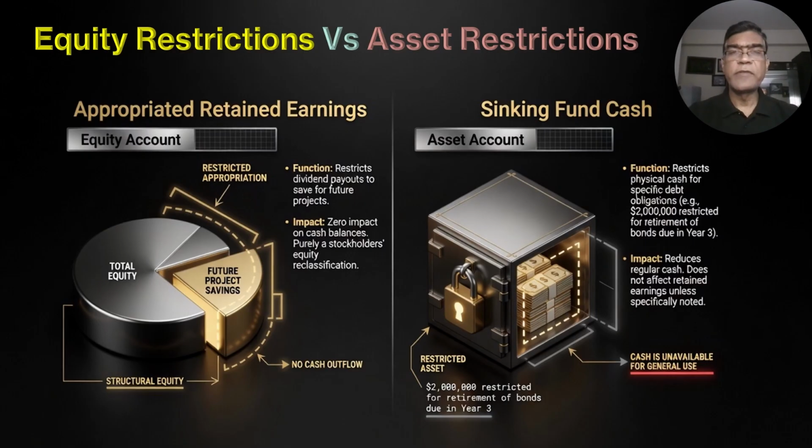Here we compare two types of restrictions. One affects equity, the other affects assets. On the left, appropriated retained earnings simply reclassify part of equity to show that it is reserved for future projects. There is no cash movement. It is a bookkeeping adjustment. On the right, sinking fund cash represents an actual restriction on physical cash, money set aside for a specific purpose, like retiring bonds. This impacts liquidity but not equity classification. In short, appropriations lock earnings conceptually, while sinking funds lock cash physically. Understanding this distinction helps clarify how companies manage both their capital structure and liquidity.